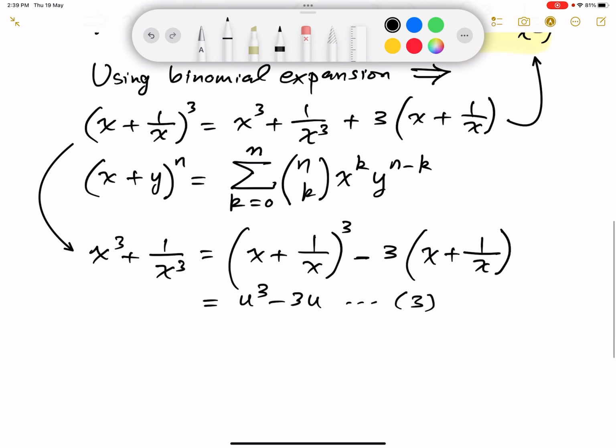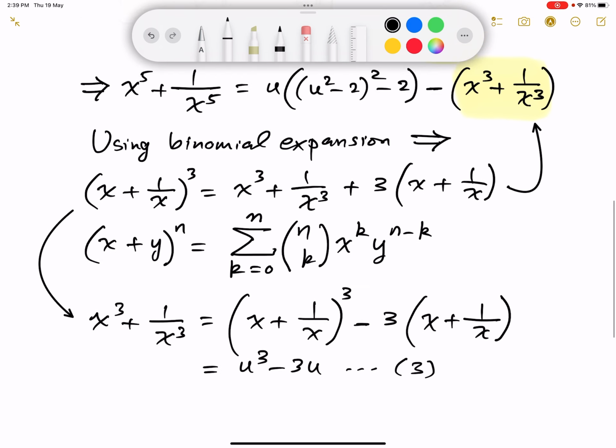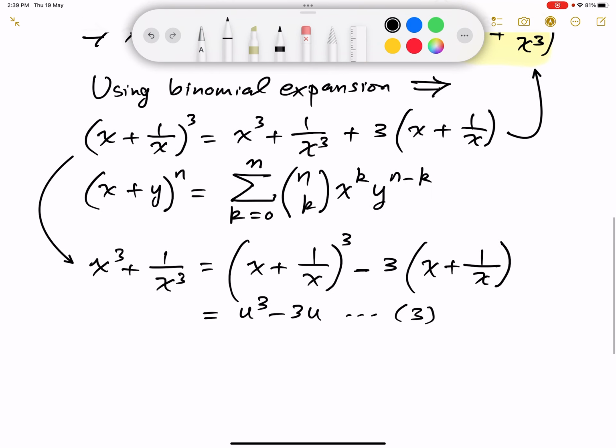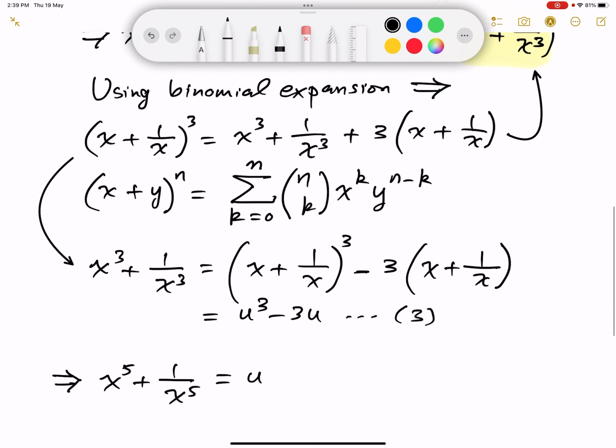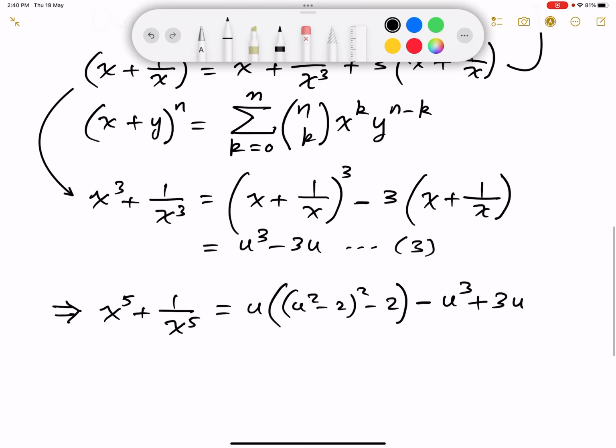I will call this equation number 3, and then I will go ahead and substitute equation number 3 in the previous equation to calculate x to the power 5. So now x to the power 5 plus 1 over x to the power 5 is equal to u multiplied by (u squared minus 2) all squared minus 2, minus u cubed plus 3u.